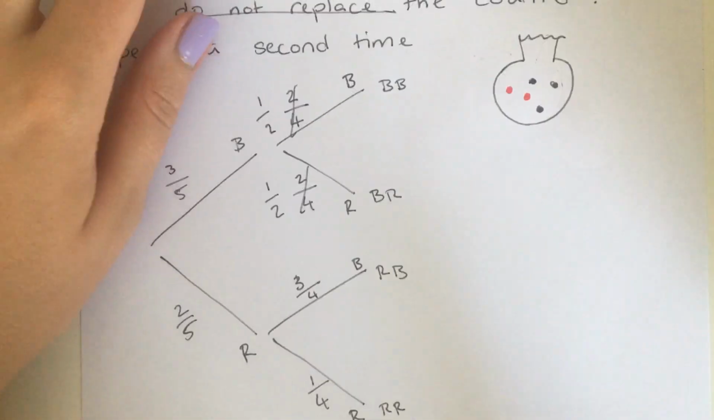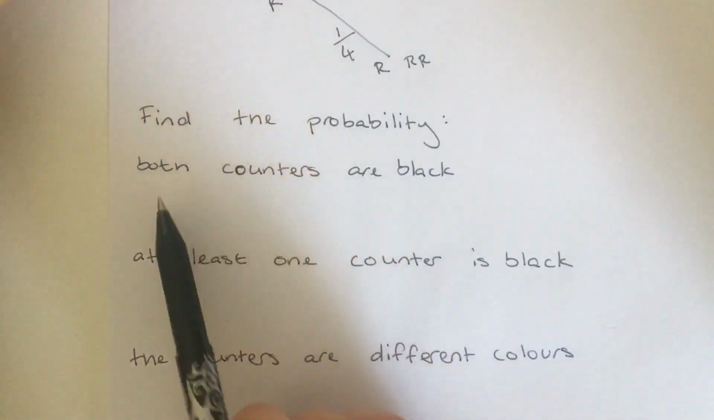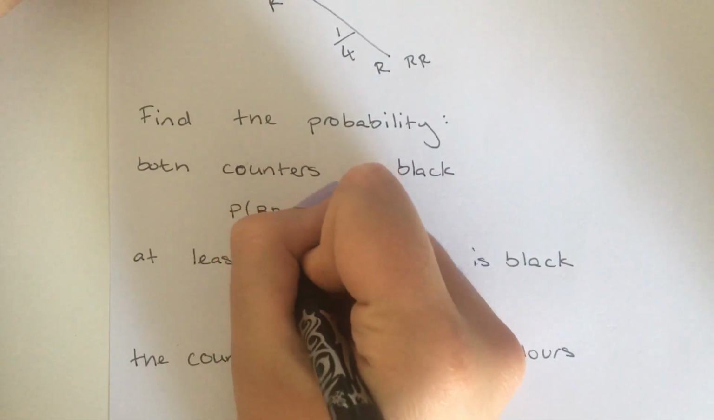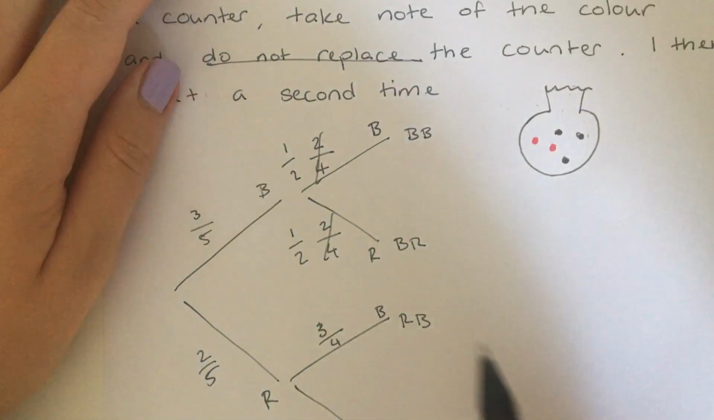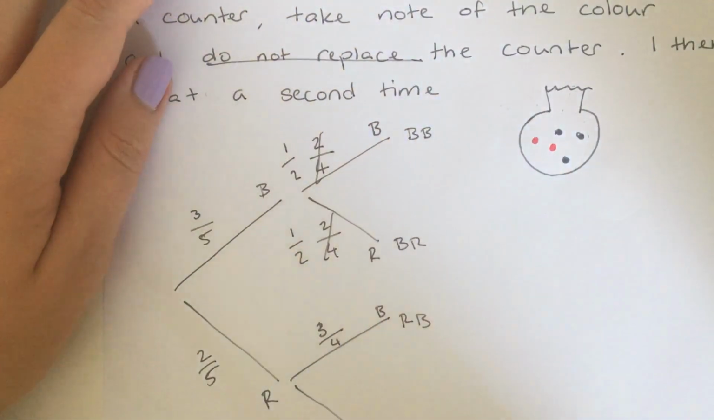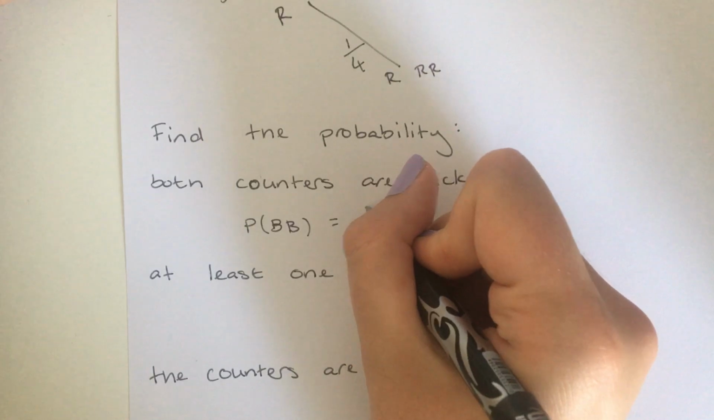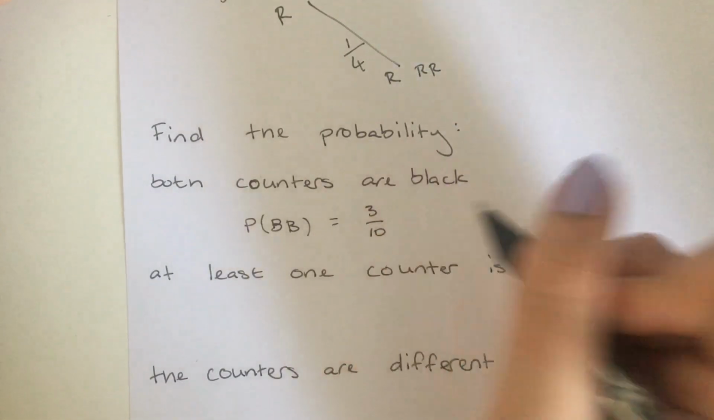Okay. I'm going to do it slightly quicker this time, hopefully. So the probability we have both counters black, we want the probability of black black. All you're going to have to do is multiply down this path here. So you've got 3/5 times 1/2, which is 3/10.